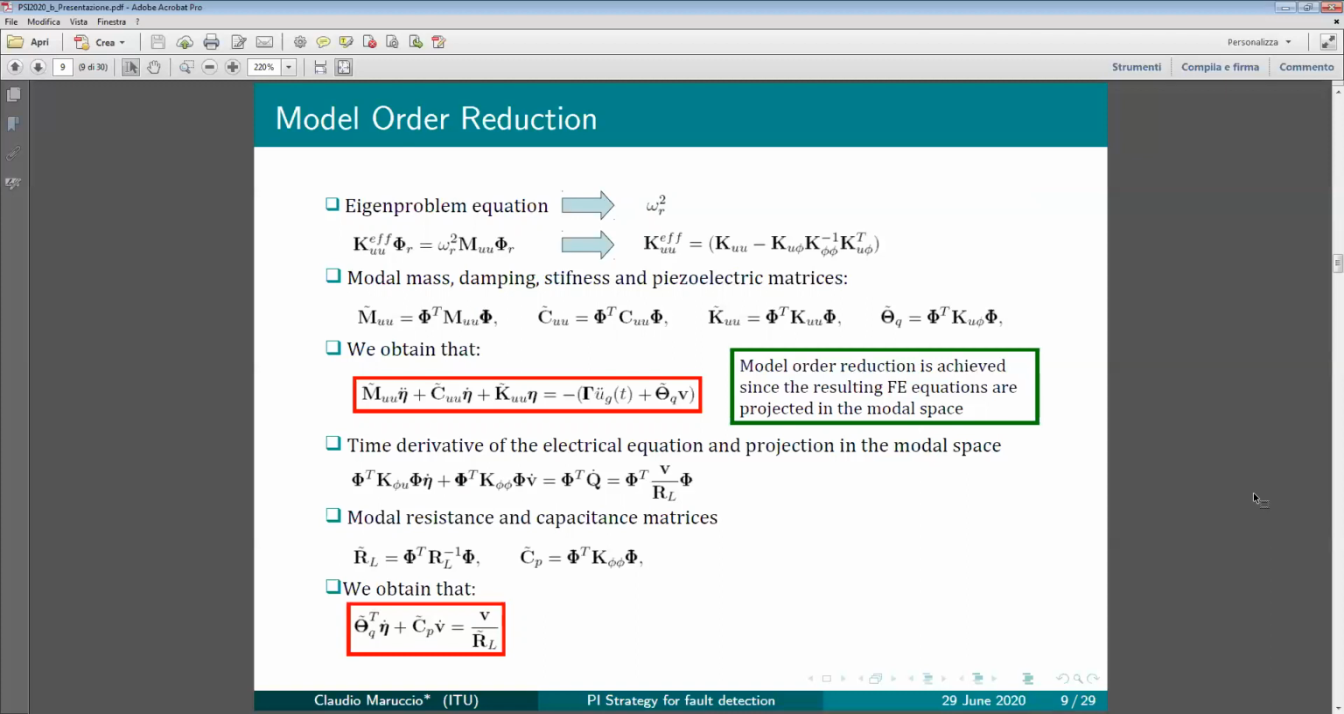The same projection is required for the electrical equations. So the resulting equations are given in the red rectangles. You can see that the model order reduction is achieved since the resulting finite element equations are projected in the modal space. With R tilde and C_p tilde, we are indicating the modal resistance and the capacitance matrices in the modal space.